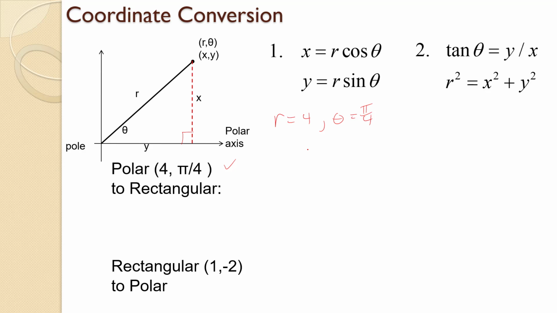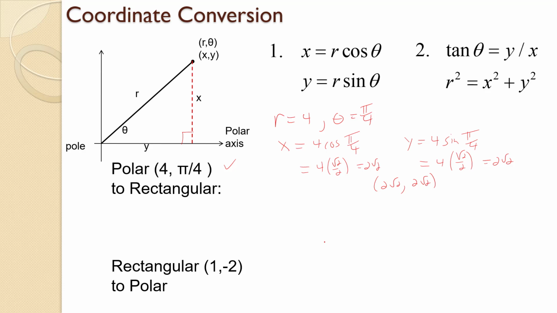So out of these equations, there's only two that say x equals and y equals, so we should certainly use those. So x would be 4 times the cosine of pi over 4, and y would be 4 times the sine of pi over 4. So this would be 4 times the square root of 2 over 2, which is just 2 square roots of 2, and this would be 4 times the square root of 2 over 2, which is 2 square roots of 2. So the point in Cartesian coordinates, rectangular coordinates, would be (2 square roots of 2, 2 square roots of 2). That's that one.